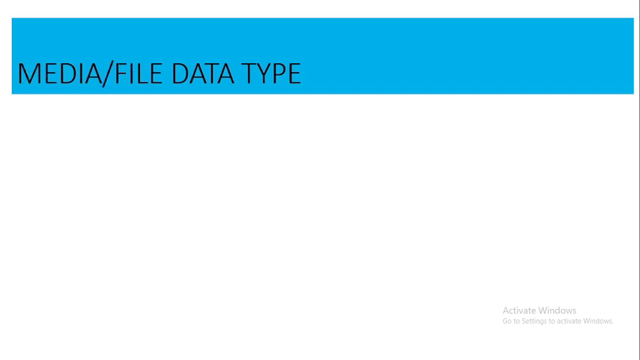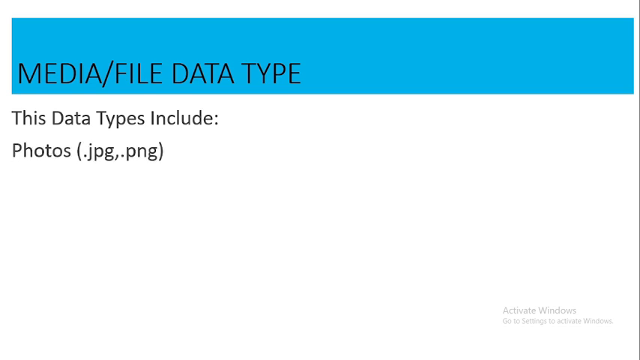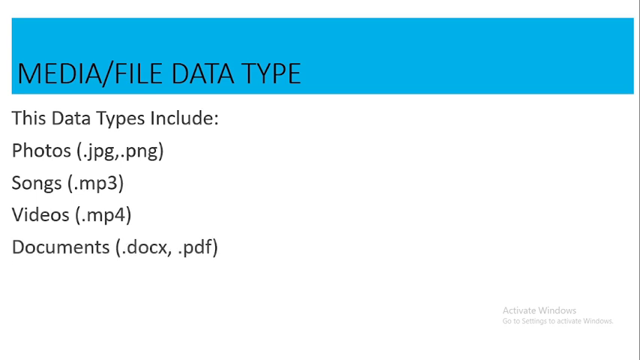Now let's look at media or file data types. So when we say media or file data types, they include the photos that we take, either JPEG or PNG. Then we have songs that we listen to, that's MP3. Then we have videos, and then we have document, Word document or PDF or any other document that we deal with. So these are what we term as what? Media or file data type.